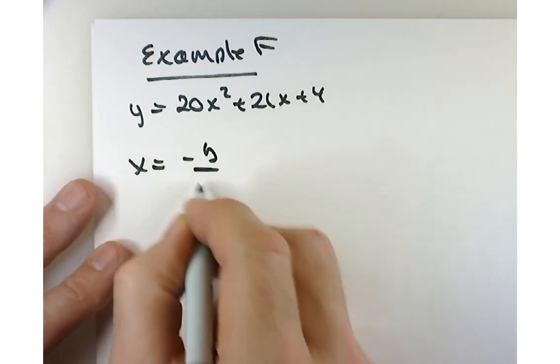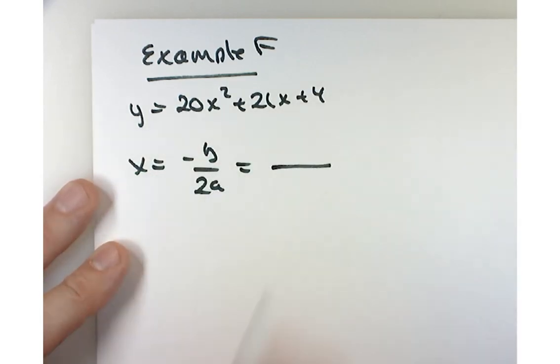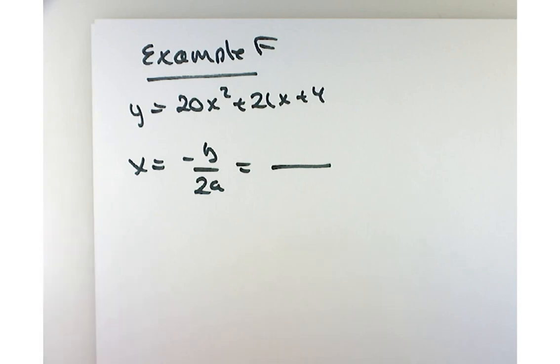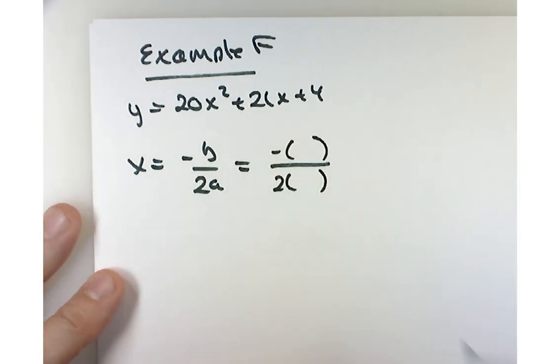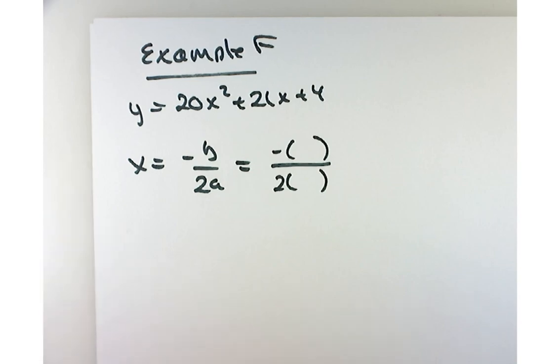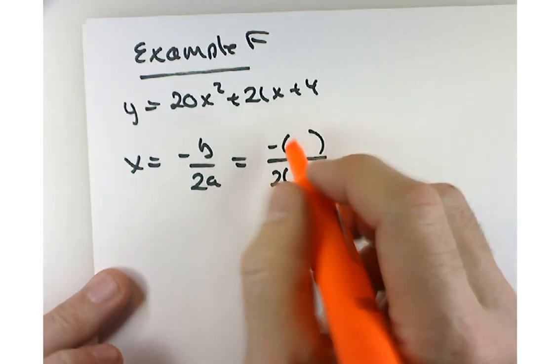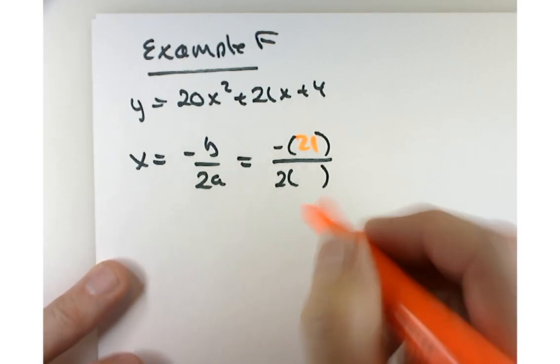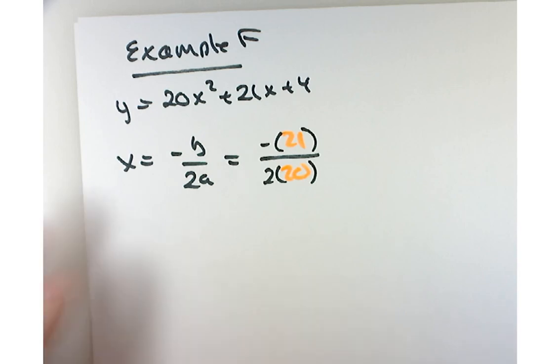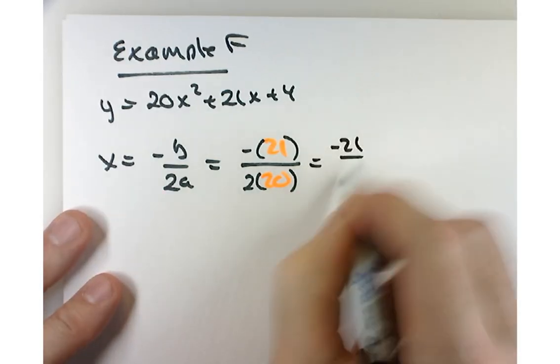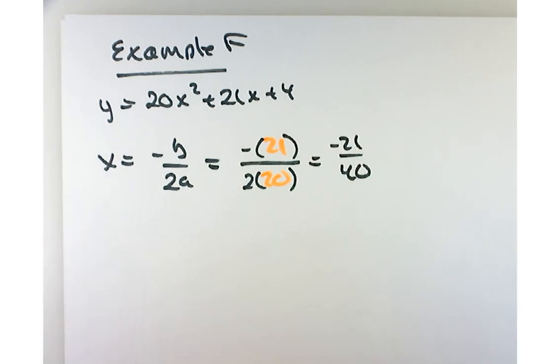X equals negative b over 2a. Ryan G. What are b and a in this one? B is 21, A is 20. And this one's not looking like it's going to work out nice and even either. Negative 21 over 40. Yuck. Kind of on the ugly side there. Kind of might be an understatement.